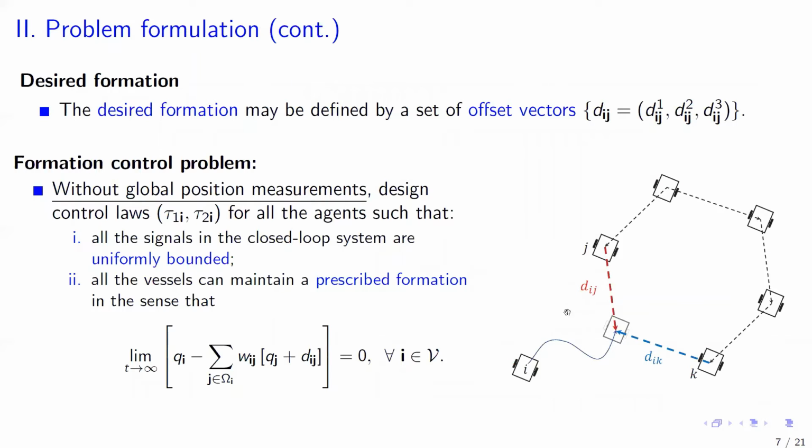Next, we define the desired formation for the networks by a set of 3-dimensional offset vectors. For example, the desired configuration for the vehicle i is determined by its neighbors j and k, and these offset vectors. It is noted that these offset vectors contain not only the position, but also the orientation for each vehicle. So, the formation control problem is defined as, without global position measurements, design control laws for all the agents such that all the signals in the closed-loop system are uniformly bounded, and all the vehicles converge to the desired configurations given by the desired formation.